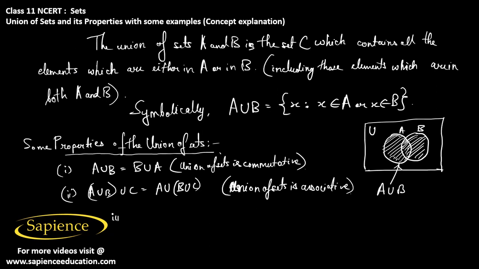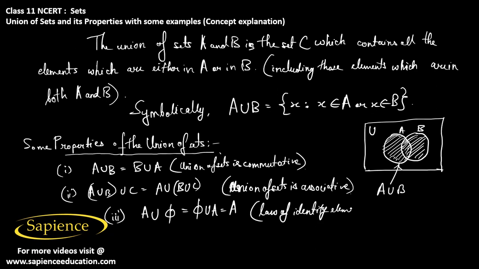The third rule is that A union phi, where phi is an empty set, is equal to phi union A, that is equal to A always. So this is called the law of identity element, since phi is the identity of the union of sets.